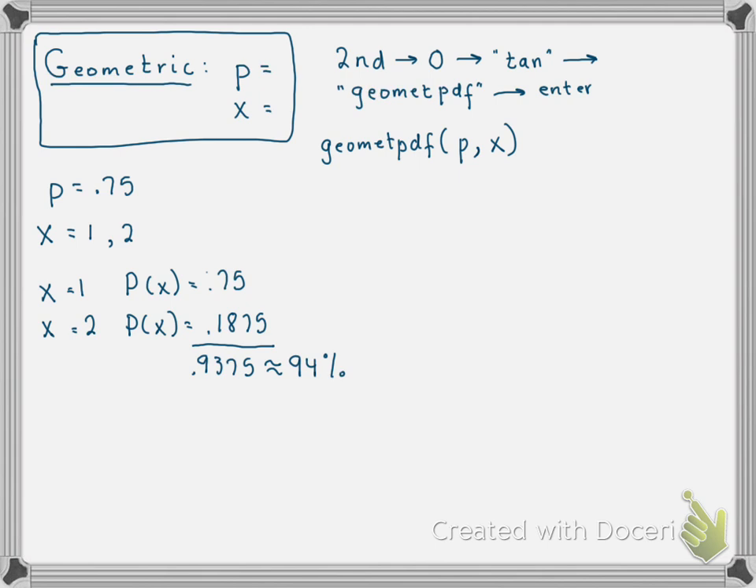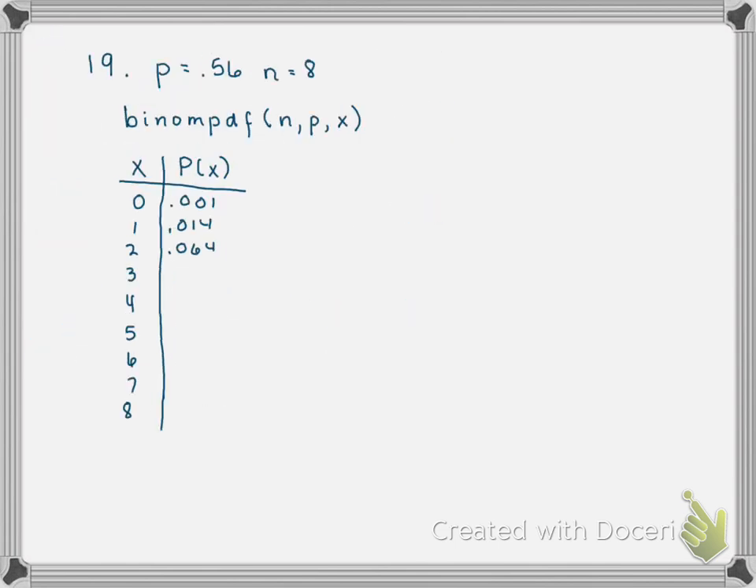Okay? So within the first one or two shots, he's more likely than not to make that free throw. Okay? So that is your geometric distribution. You definitely want to write that down. Just like in our binomial, you definitely want to write this down.